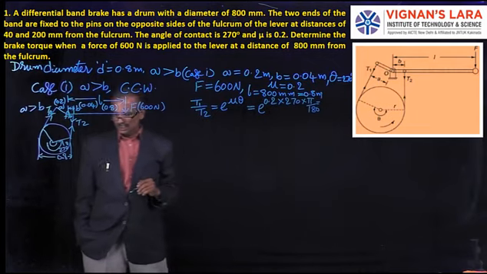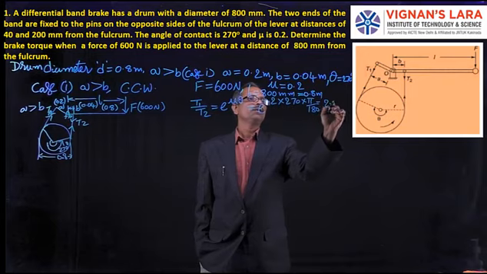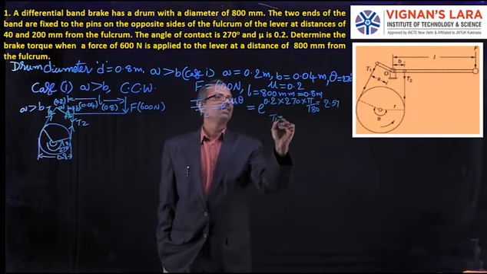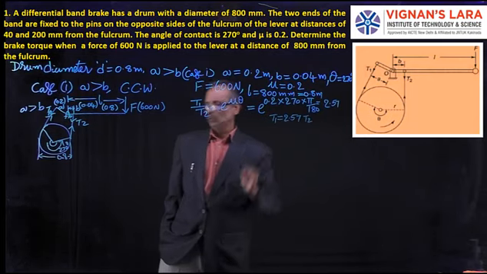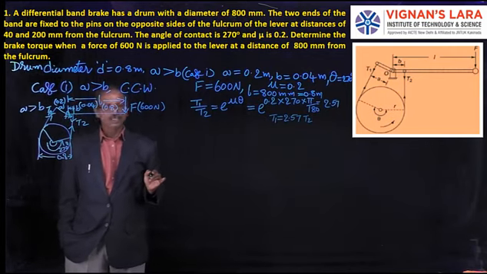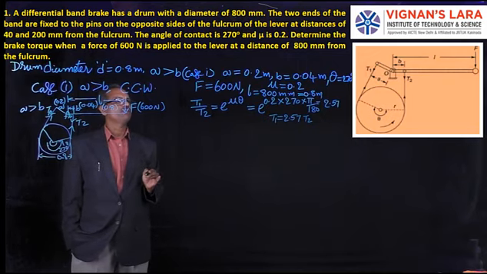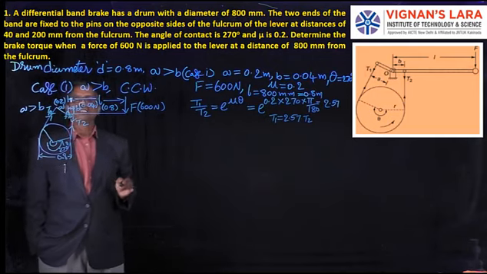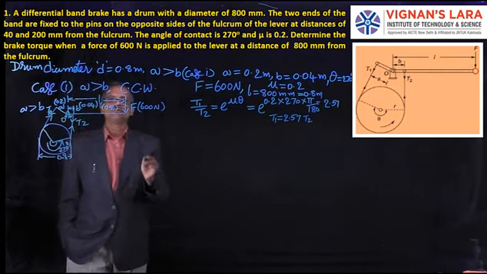So this gives the T1 by T2 ratio 2.57, or we can write T1 is equal to 2.57 T2. This is the first part of the problem. T1 by T2 is 2.57, then T1 is equal to 2.57 T2. Then let me start taking moments at O.